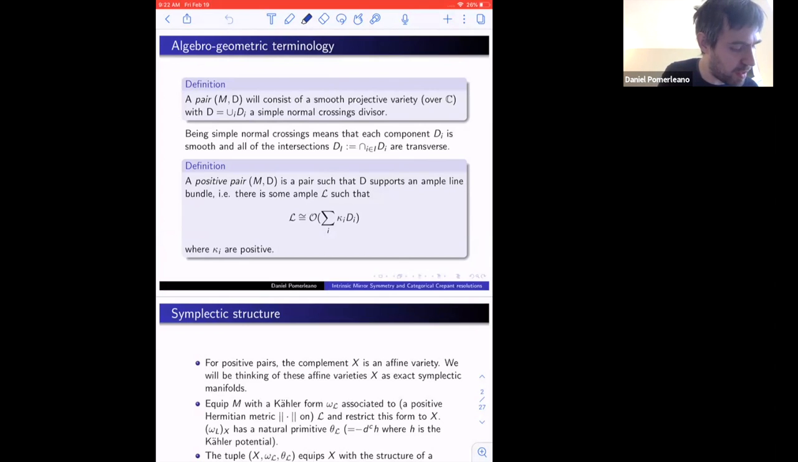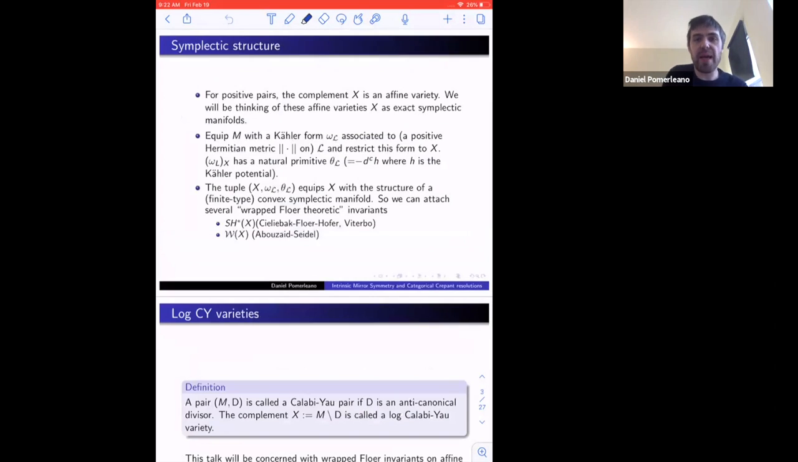So if you have a positive pair, I guess this is probably well known to most people, the complement becomes an affine variety, because you can embed it in some projective space, and it's the complement of a hyperplane section. But we're going to think of these affine varieties as exact symplectic manifolds.